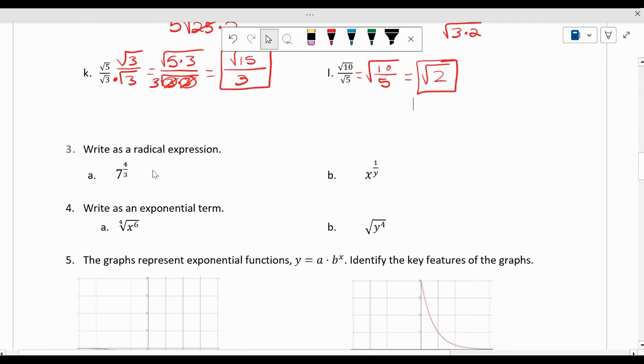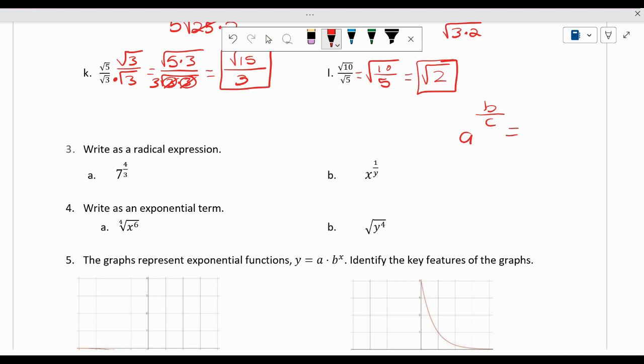Converting between radicals and exponential terms. I'm going to give you a template here. Radicals and exponents are inversions of one another. That means you can change one to the other and then the other back. So as an example, if I have a to the b over c power, the way we change them, I read them as I write them.